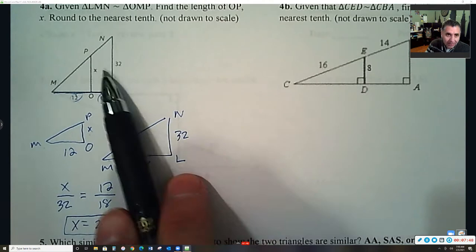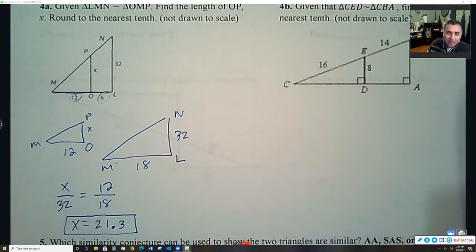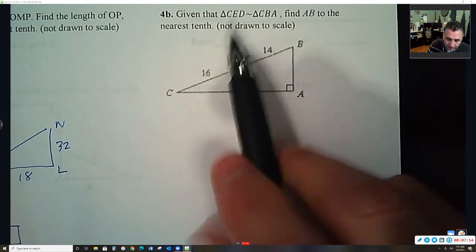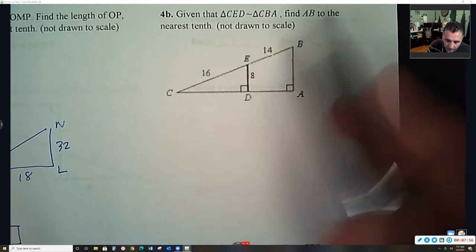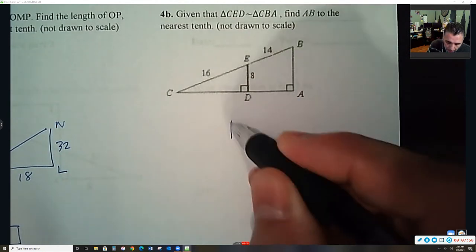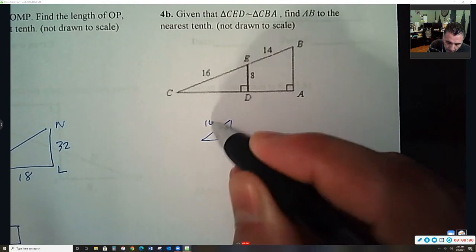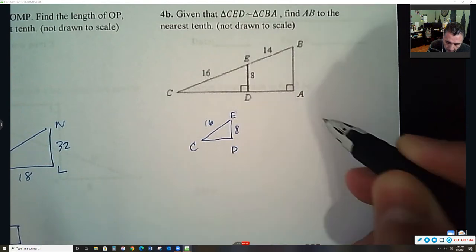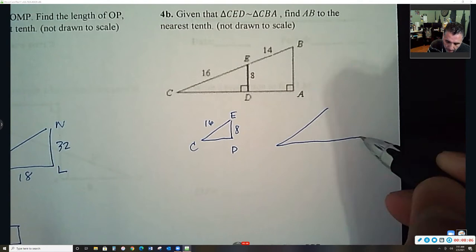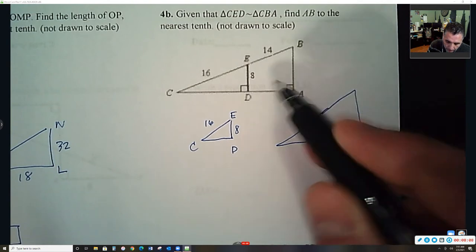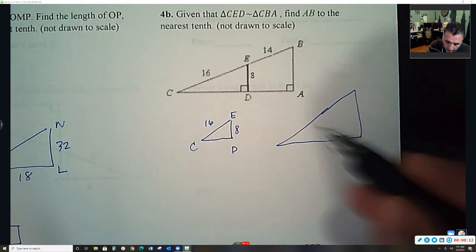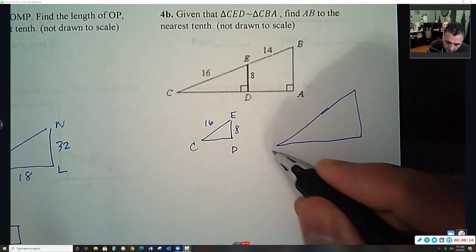Hopefully you could see all that. So let's look at 4. If you look at 4 again, it tells us that the two triangles are similar. So I'm going to pull out the smaller triangle. That's 16 and 8. And then the bigger triangle, what is it, CBA?